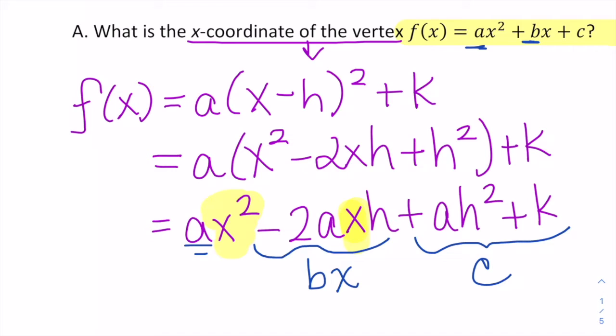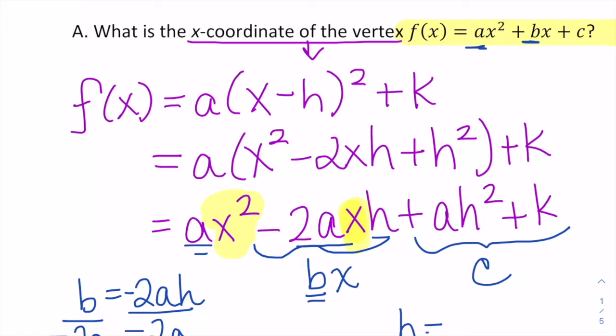So if I set this equation up so that b equals negative 2ah, I can isolate h. Let me make sure I put a negative because it's negative 2. I can isolate h and divide both sides by negative 2a. So our h equals negative b over 2a. So if we ever want to find the x-coordinate of the vertex, and we're given the equation in standard form, we can find the vertex if we know the value for b and the value for a. All right, so let's practice that.